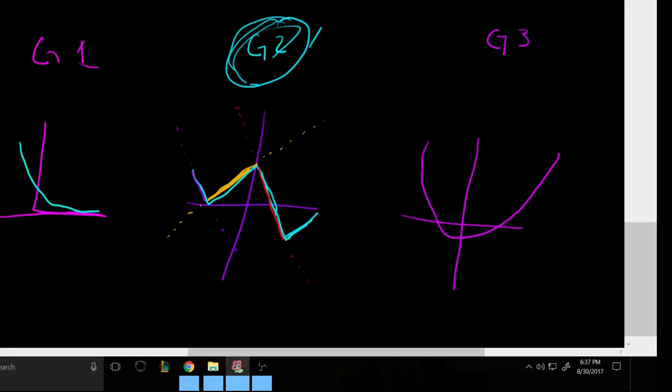And then this line segment here is a line that keeps going, but we're just borrowing part of it. So that's what makes this a linear piecewise function. So graph 2 is going to be C.